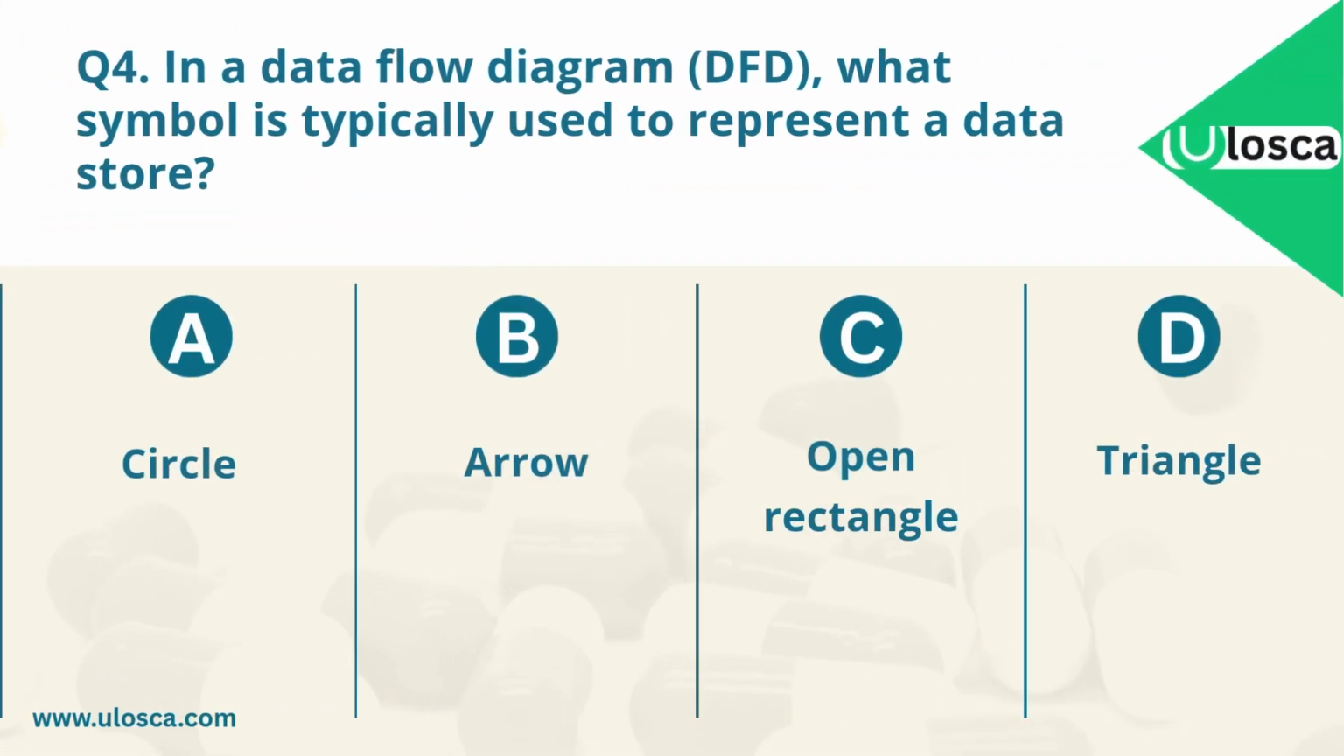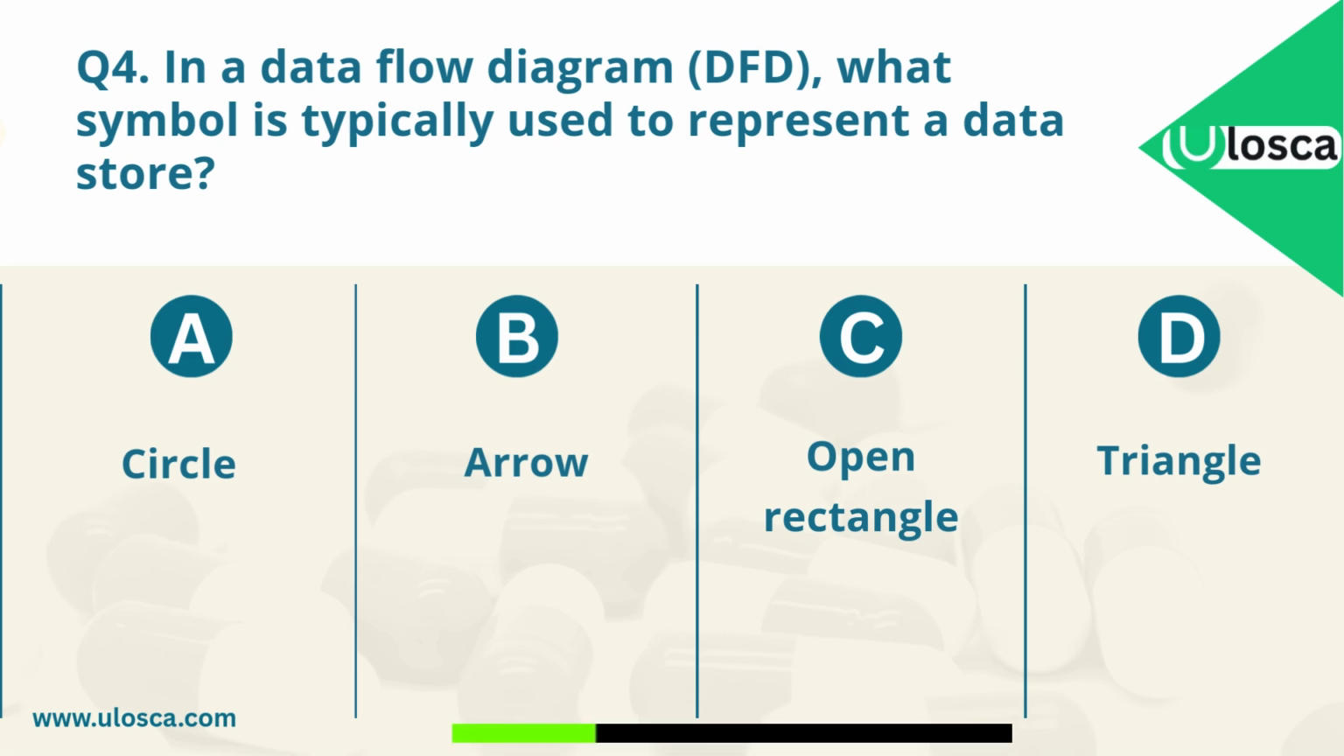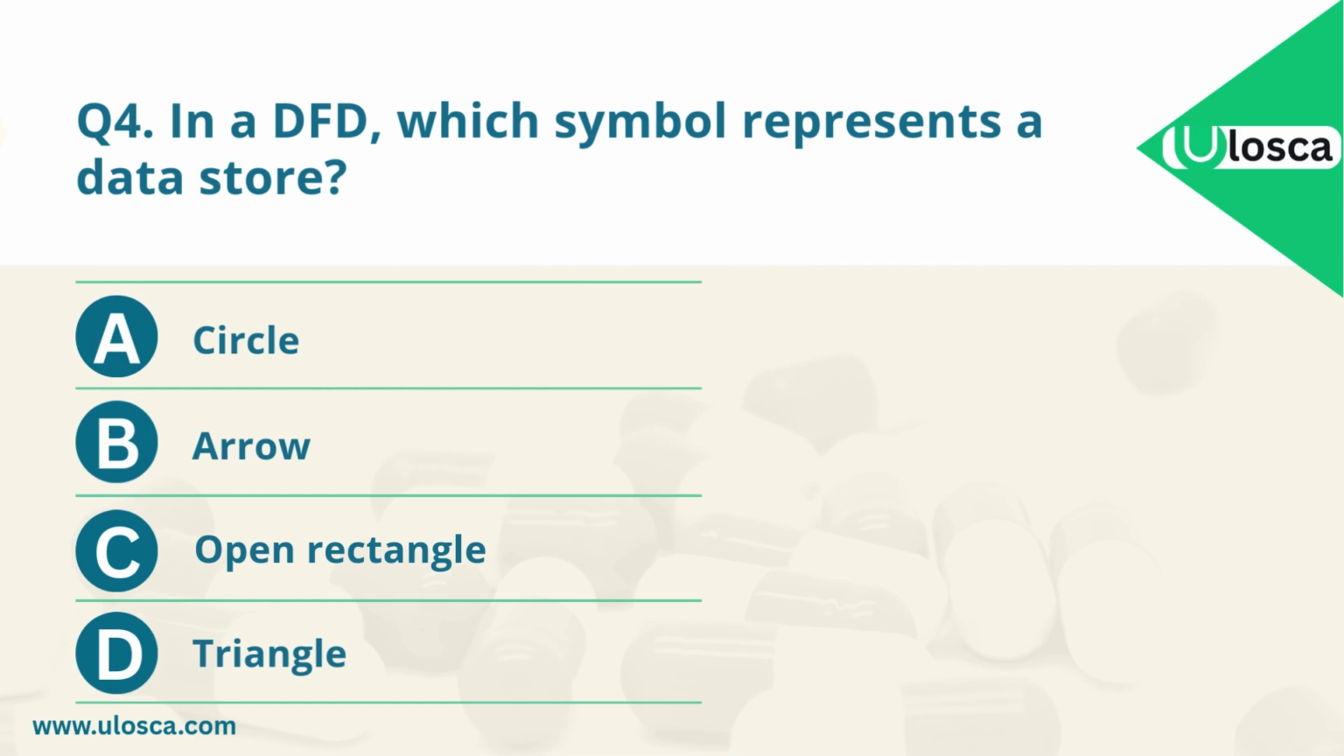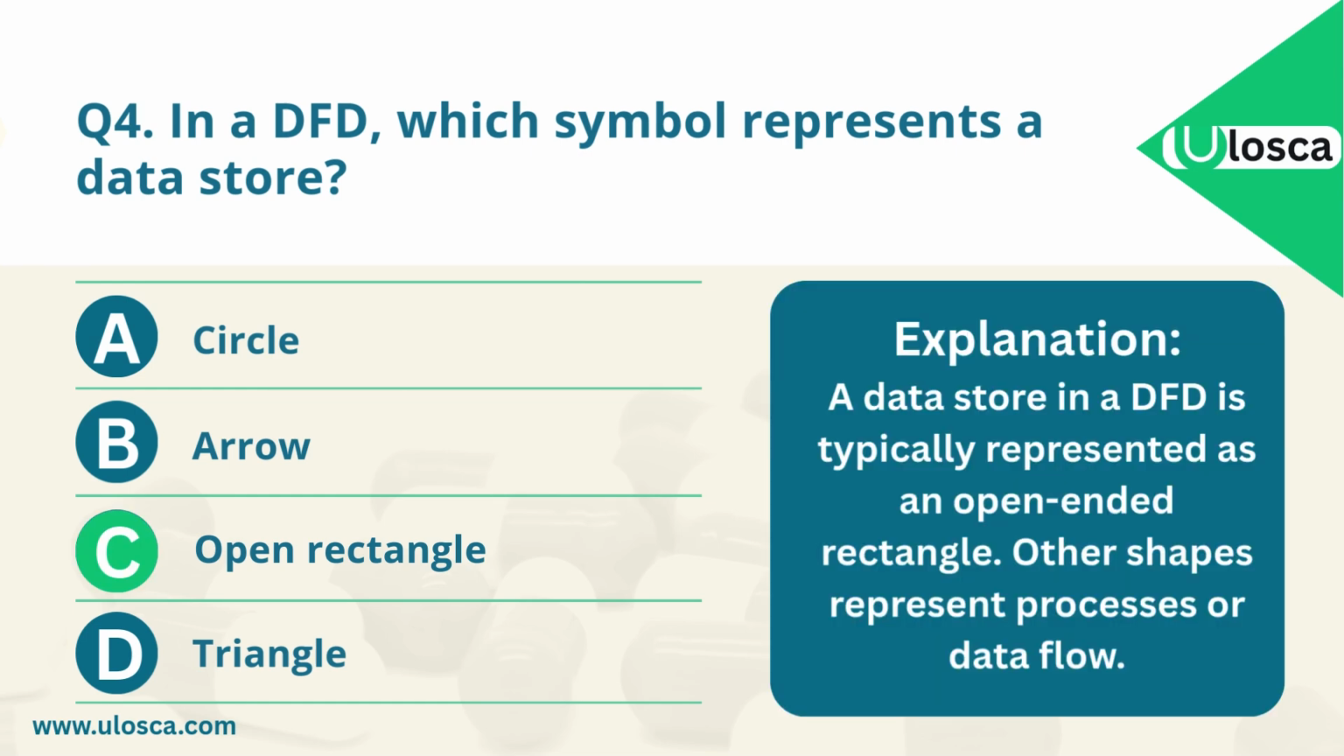Question 4. In a data flow diagram, what symbol is typically used to represent a data store? A. Circle. B. Arrow. C. Open rectangle. D. Triangle. Which one is the correct answer? The correct answer is C. Open rectangle. Explanation. A data store in a DFD is typically represented as an open-ended rectangle. Other shapes represent processes or data flow.